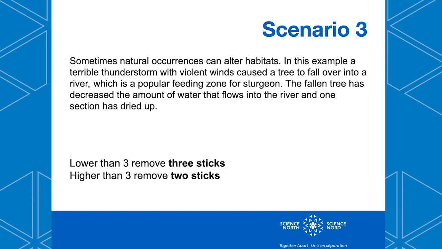Sometimes natural occurrences can alter habitats. In this example, a terrible thunderstorm with violent winds caused a tree to fall over in a river, which is a popular feeding zone for sturgeon. The fallen tree has decreased the amount of water that flows into the river, and one section has dried up. If you roll lower than 3, remove 3 sticks. If you roll higher than 3, remove 2 sticks.